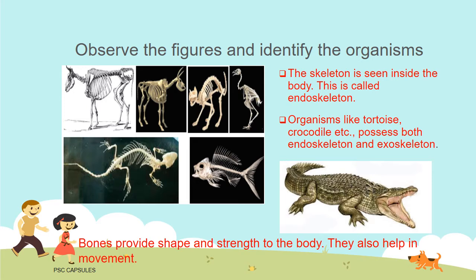Observe the figures. You can see the bones or skeleton. Are these bones present inside or outside our body? It is present inside our body. The skeleton which is seen inside our body are called endoskeleton. Endo means inside. Some organisms possess both endoskeleton and exoskeleton. Examples of such organisms are tortoise, crocodile, etc. Why we need bones in our body? Bones provide shape and strength to the body. They also help in the movement.